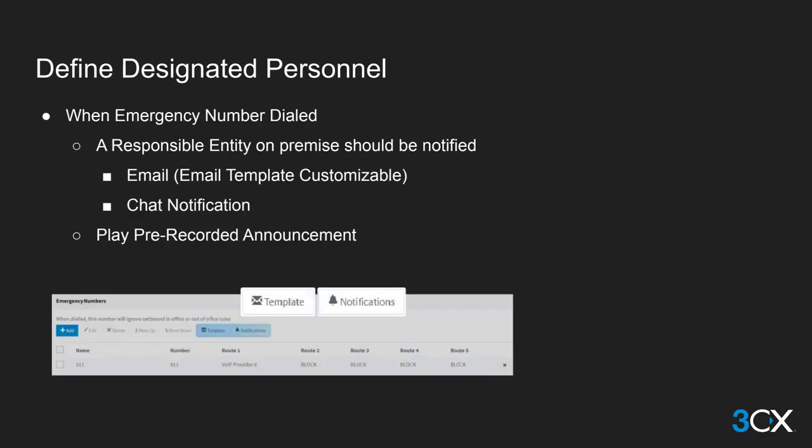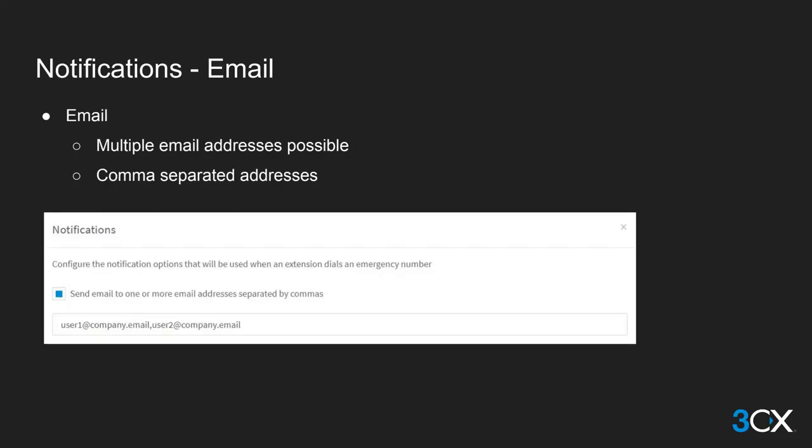Coming to Kari's law now, and its requirement to inform the designated responsible personnel. 3CX is in a position to inform the designated personnel, which may be a safety officer or a security guard, for example, when an emergency number is dialed. The notification can be in the form of an email, a chat notification, or a pre-recorded message which is broadcast to a number of extensions. The email notification can be sent to specific email addresses. Multiple email addresses are possible by simply comma separating them.